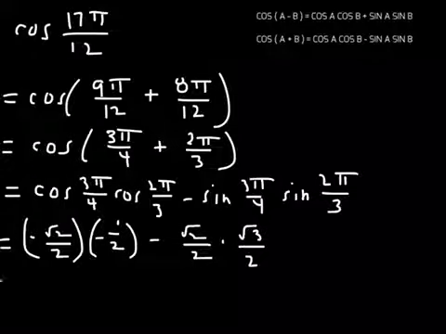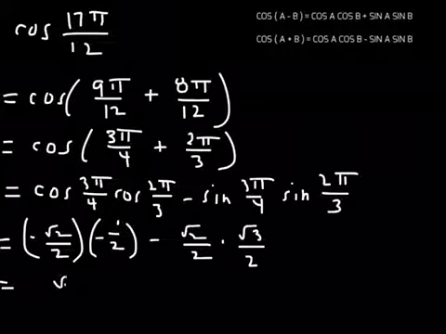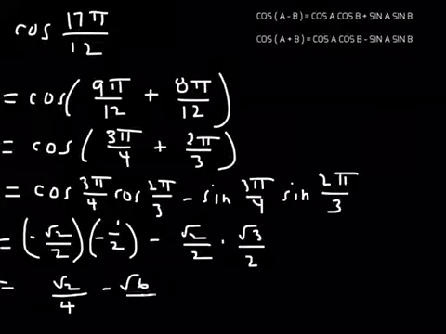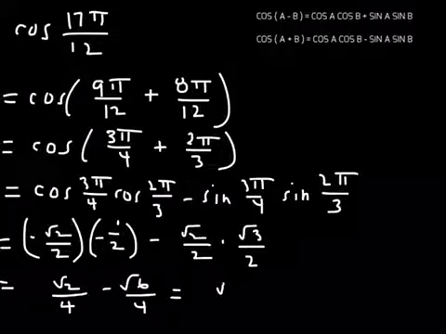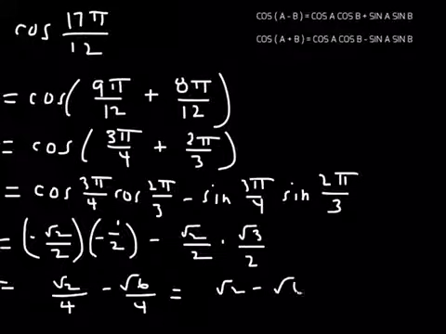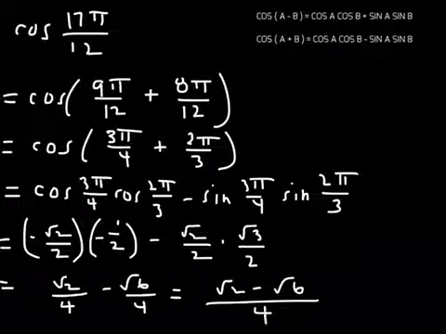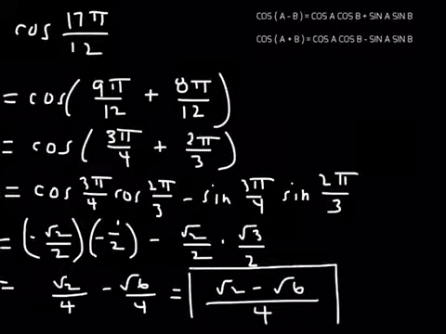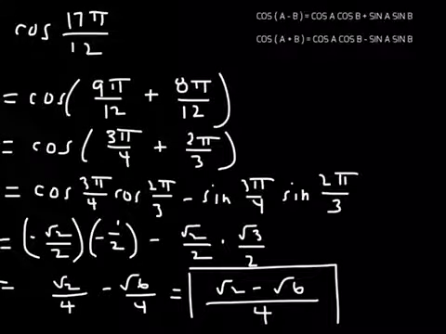So then this is positive root 2 over 4 minus root 6 over 4, which can be rewritten as root 2 minus root 6 all over 4. And that's the value of that expression. Awesome. Let's do one more like this. They want you to find the value of the following expression.